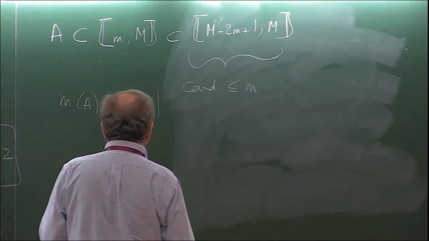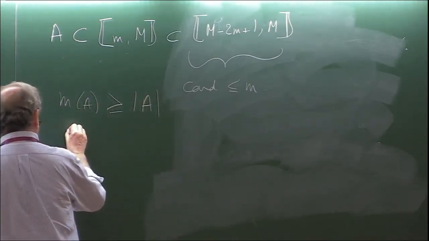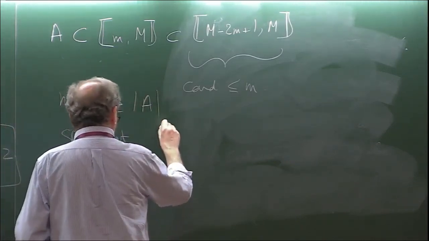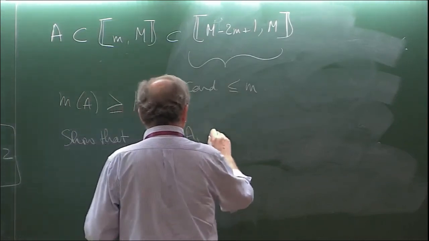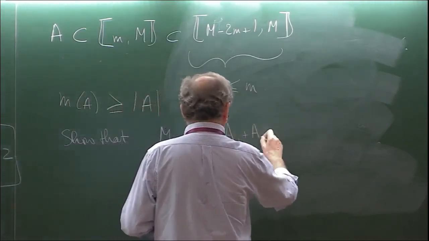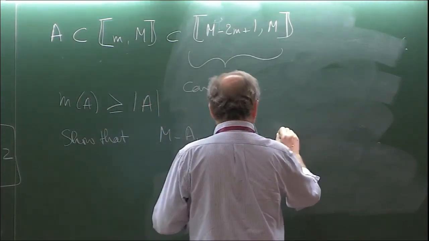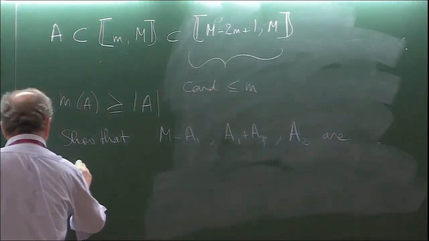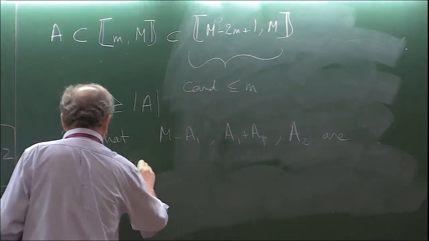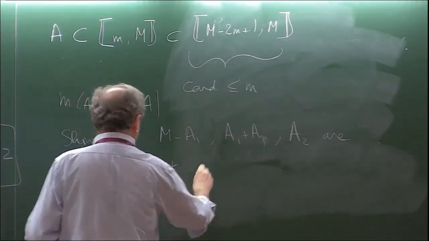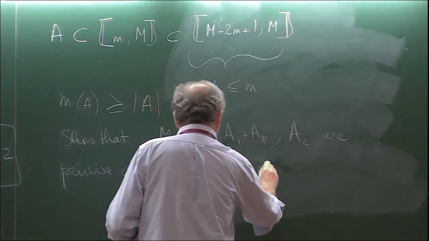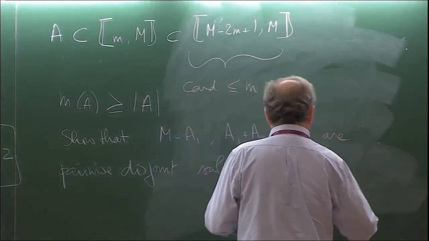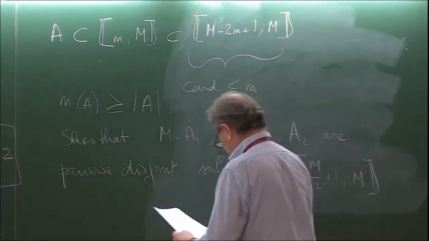So, again, we have to show that, I say show that because it's not difficult to observe, but I cannot write everything. M minus A1, plus A1, A1 plus A1, and A2 are pairwise disjoint subsets of M over 2 plus 1, M.